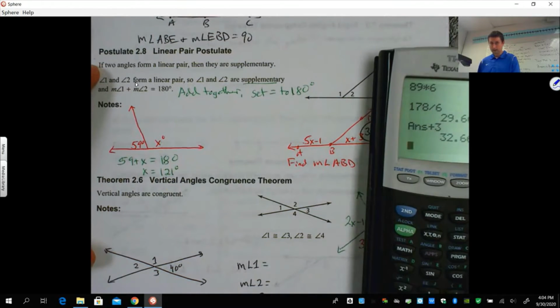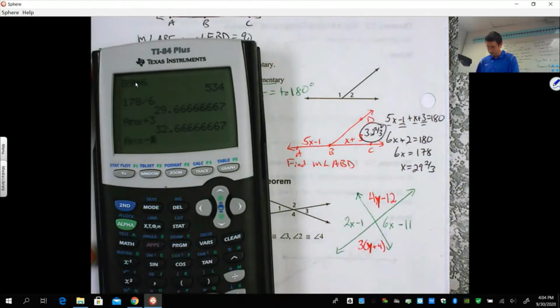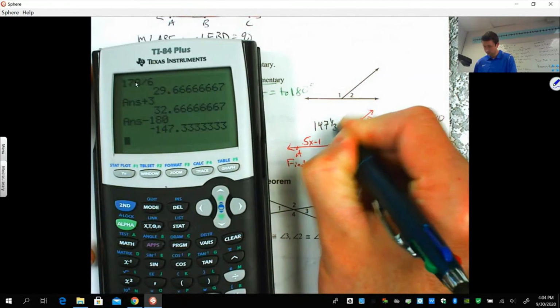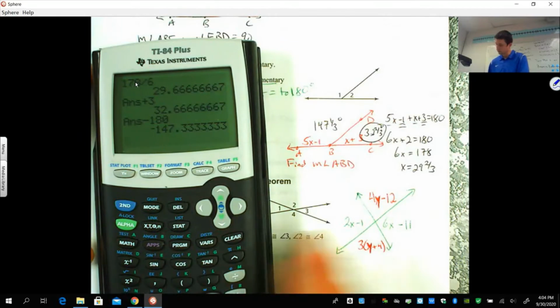So add 3 to that, and then this one has to be supplementary, so this should be 147 1/3 degrees. 147 1/3.